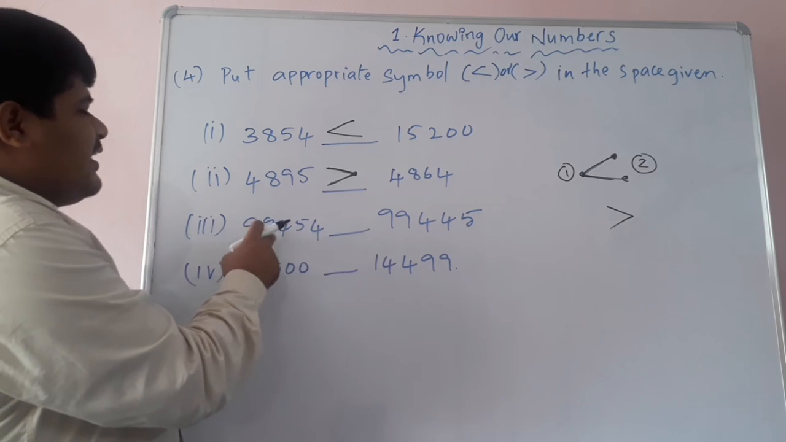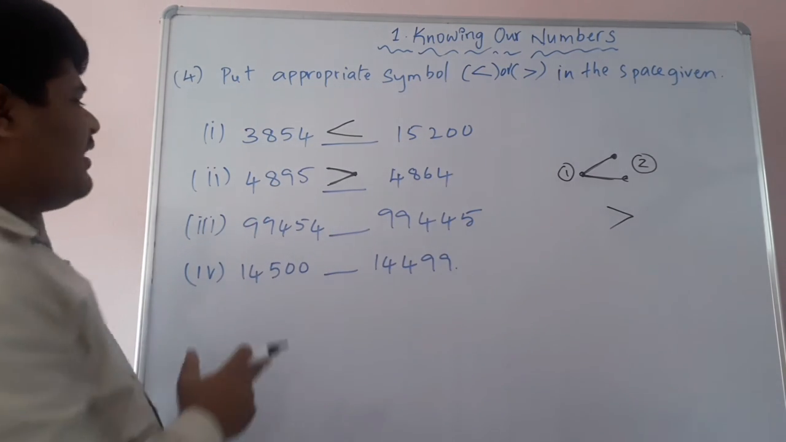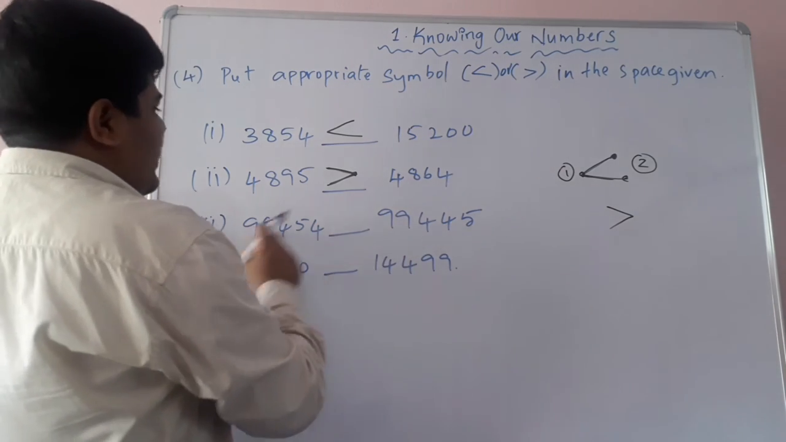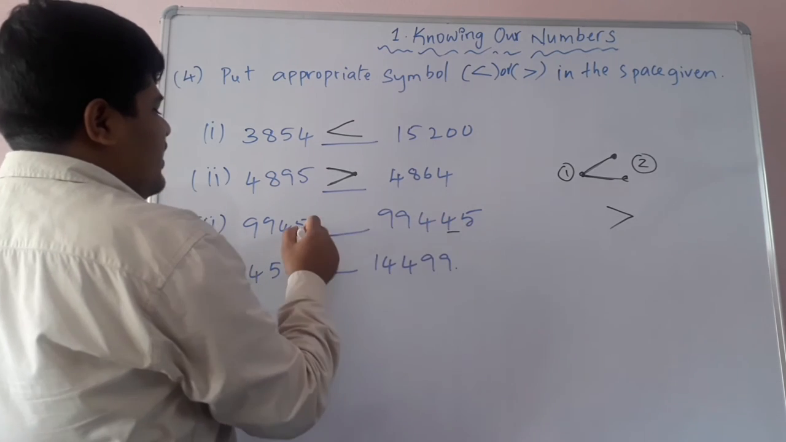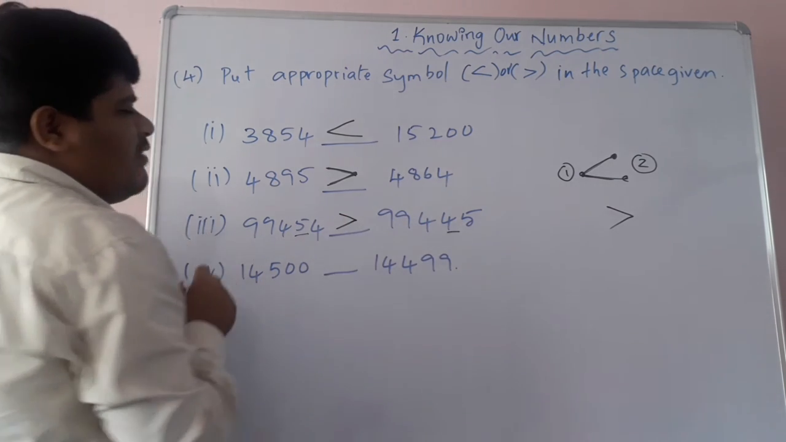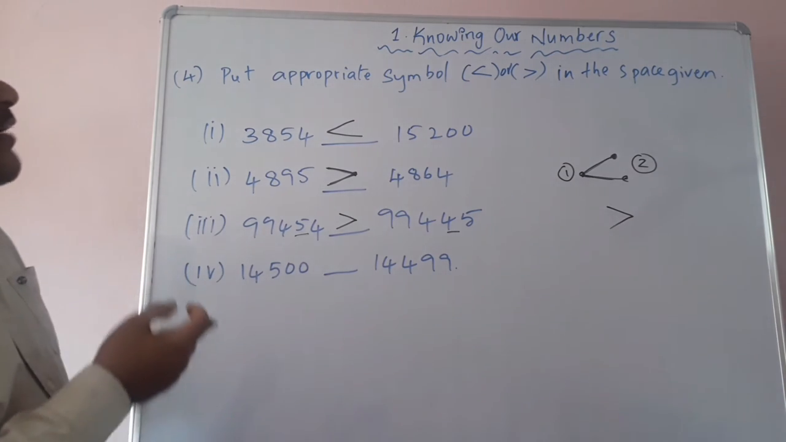Now let's see children, 99,454, 99,445. Both are having the equal number of digits. 9, 9; 9, 9; 4, 4. Now we have to compare the fourth digit. Here it is 5, so the greater than symbol we have to use. And children, please try this fourth problem. Okay, so in this way we can put these symbols.